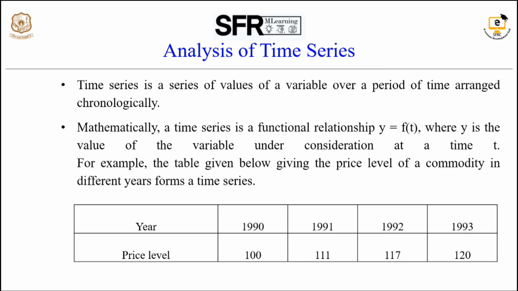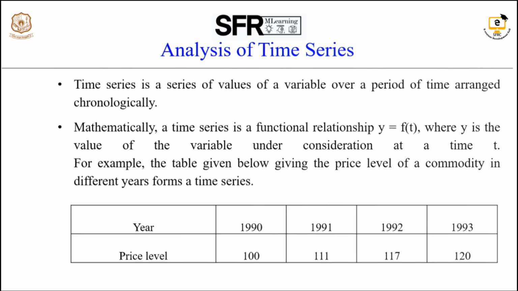So, the values of a variable will be y1, y2, etc., yn for a period of n years or n seconds, like that we can take it. For example, you can see the table below. In this table, the price level of a commodity for 4 years, 1991, 92, 93, is given. Here the price level is your variable. It takes different values over a period of time. For the 4 years, it takes the values: price level rupees 100, 111, 117 and 120. This is the normal way.